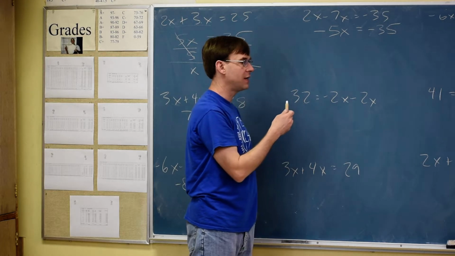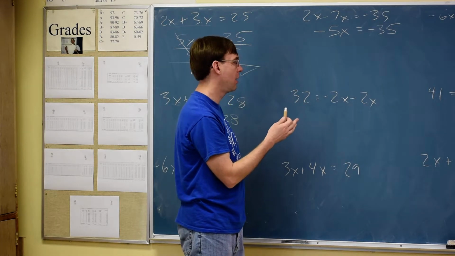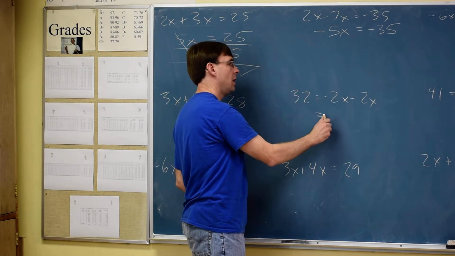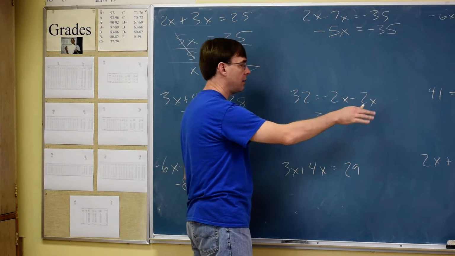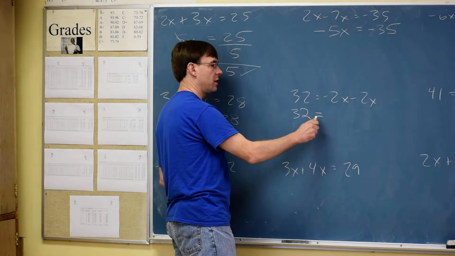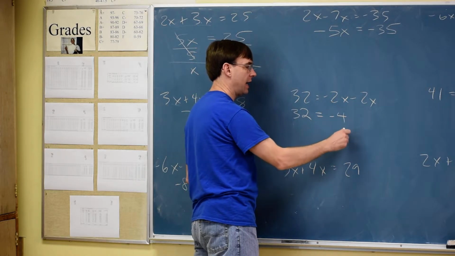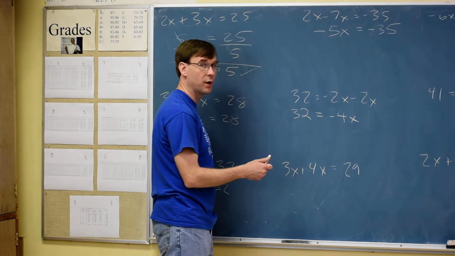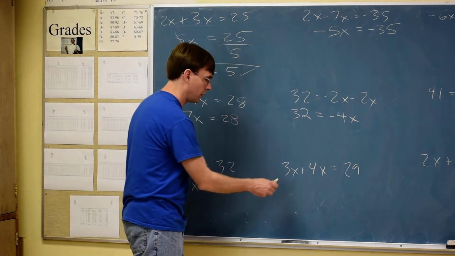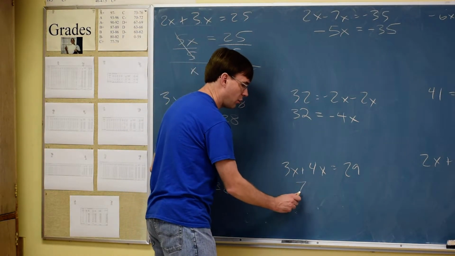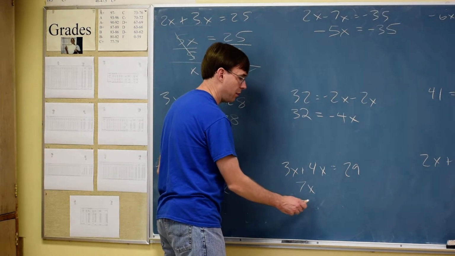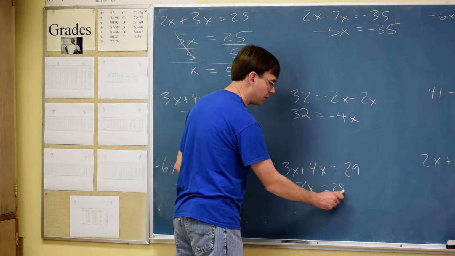And all of these are only half done. I'm going to come back and do the other half in a minute. Here I put the x's on the right, but it's still the same thing. Keep the 32 and the equals. Negative 2 adding negative 2 is negative 4, and just keep the x with them to be like terms. Positive 3, positive 4 is positive 7. Keep the x, keep the equals, keep the 29.